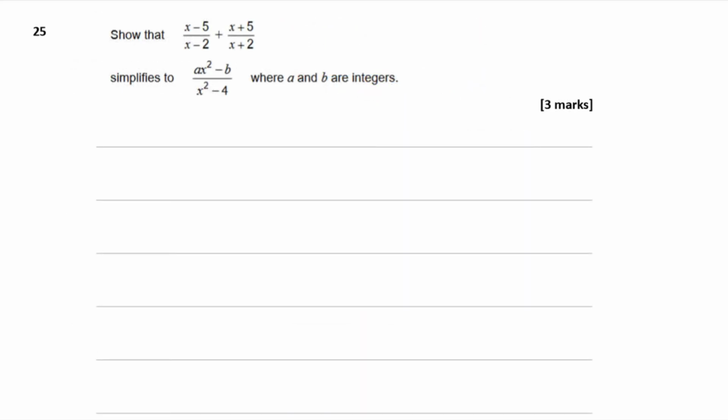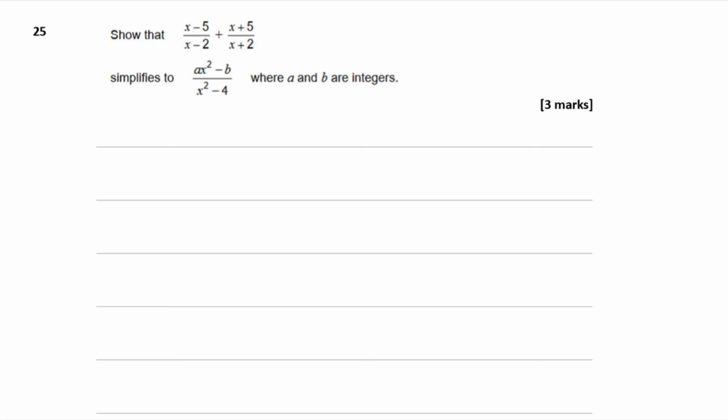7955.5. Question 25. Show that x minus 5 over x minus 2 plus x plus 5 over x plus 2 simplifies down to ax squared minus b over x squared minus 4, where a and b are integers. Okay, so I need to take these two algebraic fractions and turn them into one. So I need to find a common denominator of these two.